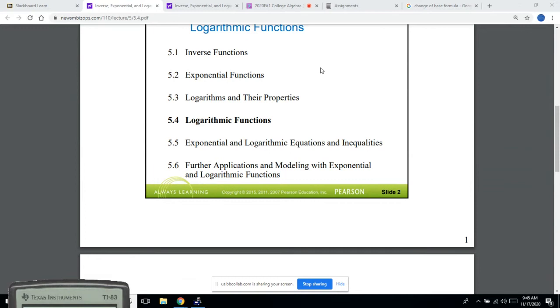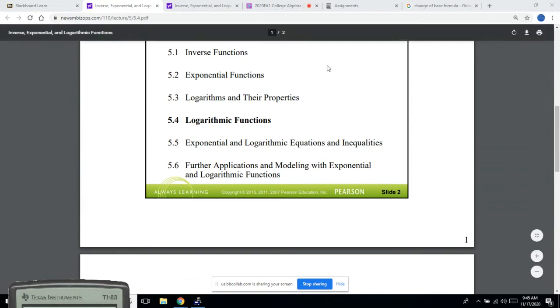Now, there are some sister rules that use what are called the natural logs. We talked about the two types of logs: the common logs, which have an understood base 10, and the natural log, which has the understood base e.